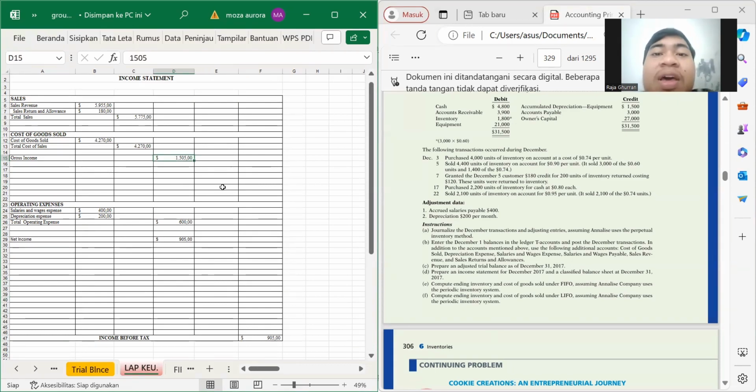1,505. And then we put the operating expenses. First, the expenses are salaries and wages. The balance is 400, and depreciation expense is 200. Then we add them and we get 600. Then we subtract it from gross income. We get the net income. The balance is 905. So the income before tax is 905.